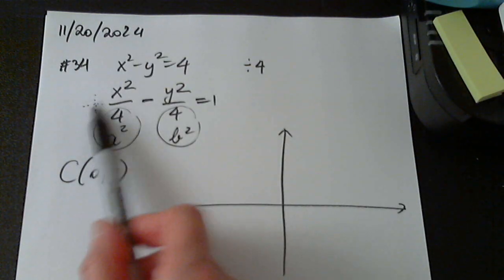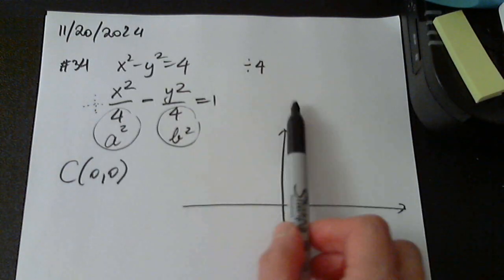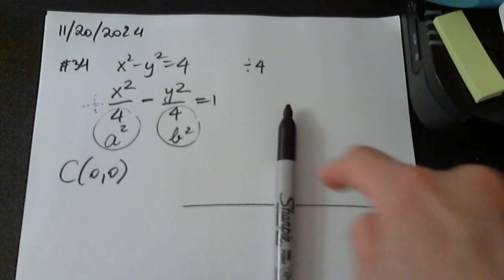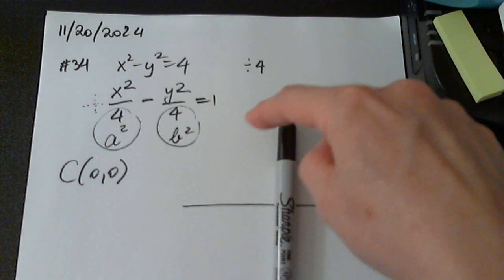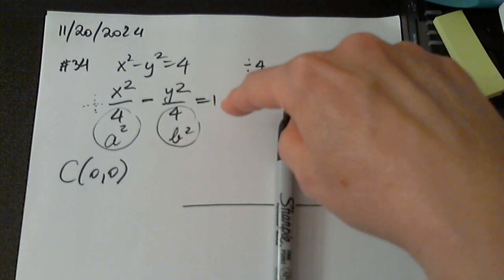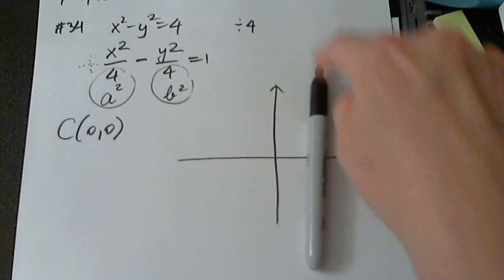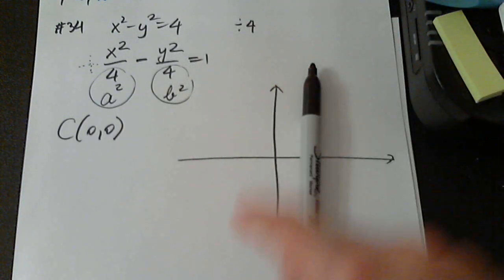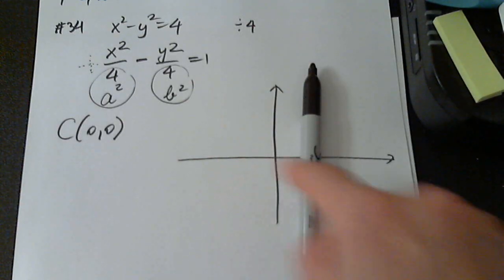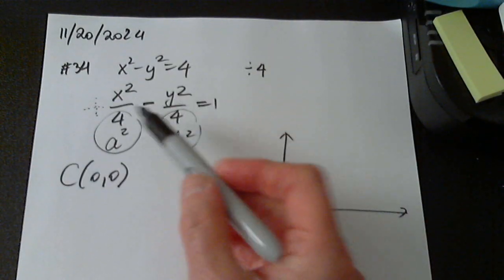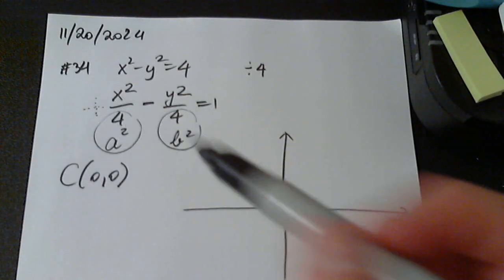If minus sign is in front of x squared, then the transverse axis is vertical, and then the top branch will be opening up, and the bottom branch will be opening down. So at this point, we have plus in front of x squared.